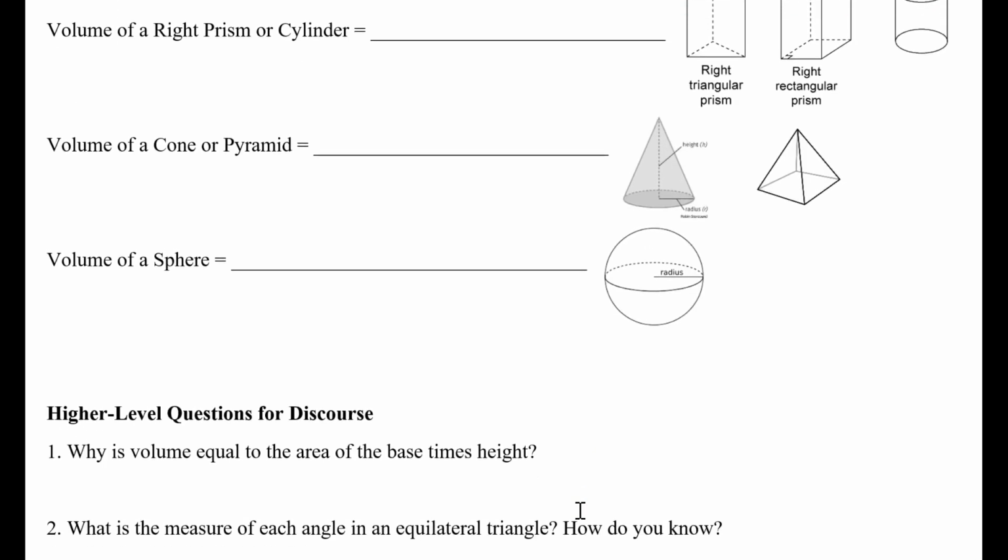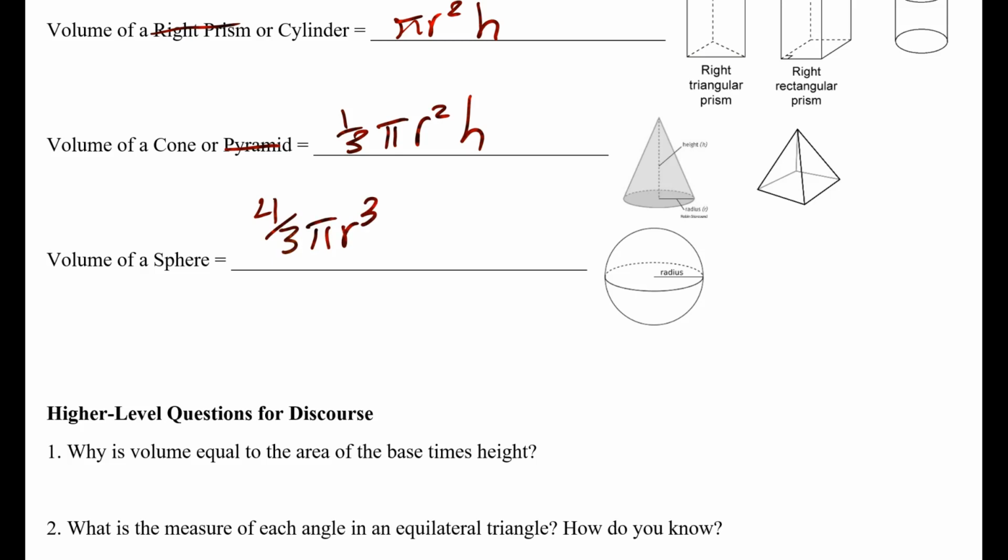So we don't find the volume of right prisms. That's somebody else. We do find the volume of cylinders, and that's pi r squared h. We don't find the volume of pyramids in 8th grade. We do find the volume of cones, and that's 1/3 pi r squared h. We do find the volume of spheres, and that's 4/3 pi r cubed.